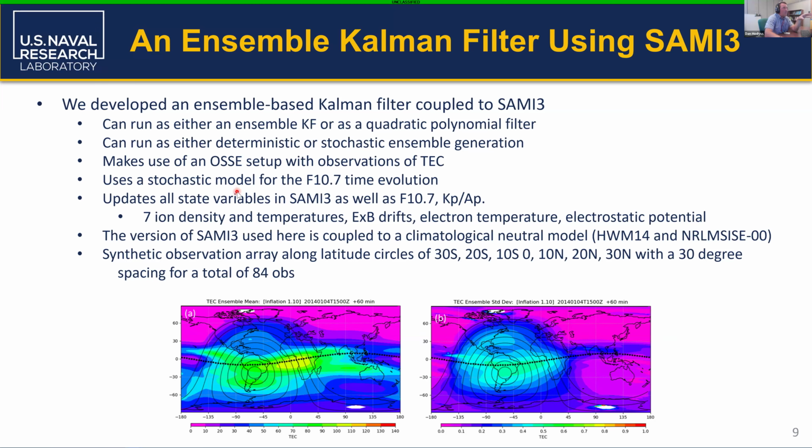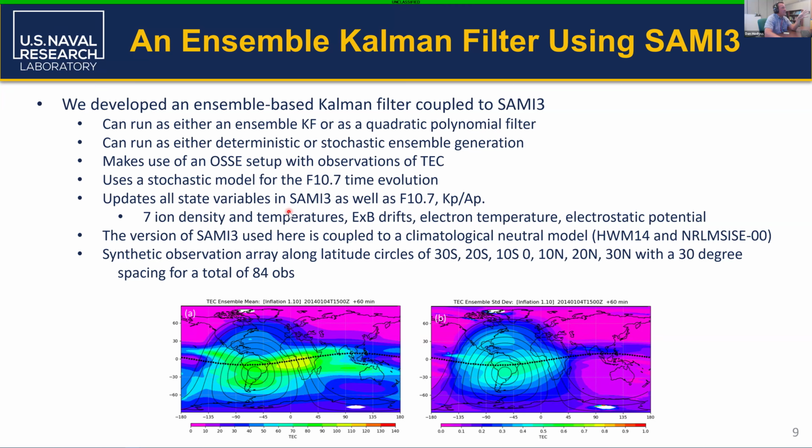The setup that we did the experiments with makes use of an OSSE setup with observations of just total electron content. What we did, and I'll talk about a little bit more later, is we used a stochastic model for the F10.7 time evolution. That was because the F10.7 we had available was at a daily rate, and we wanted to do data assimilation at a 1 hour rate for the F10.7, and we wanted a known truth that we could deal with. So we generated a stochastic model that created an F10.7 time evolution that followed the Earth's true one, but did so in a Brownian motion.